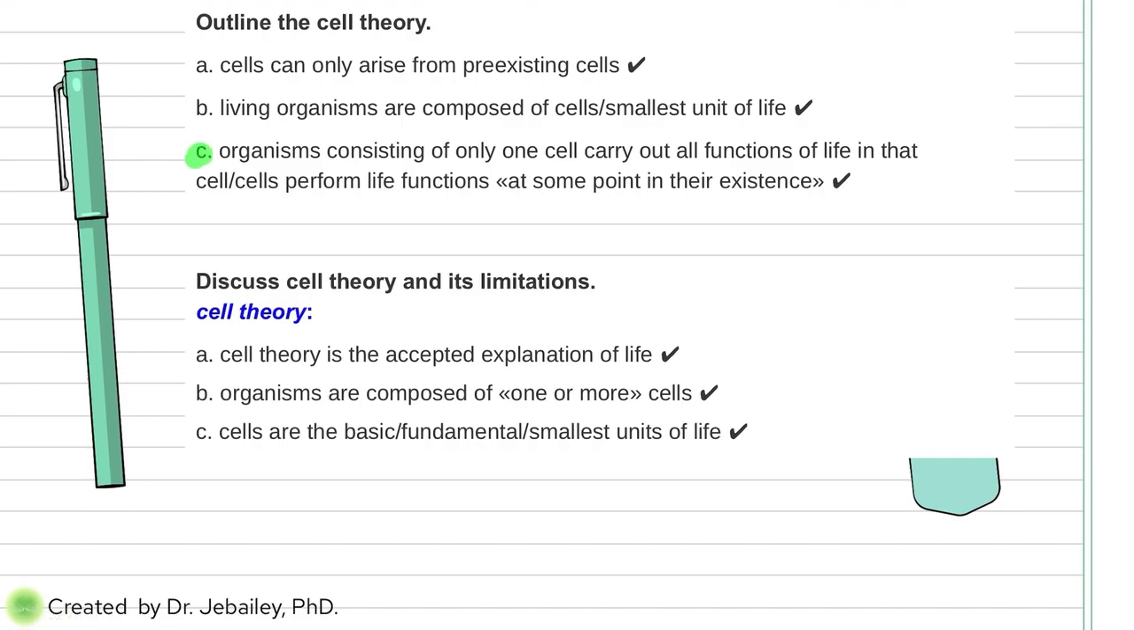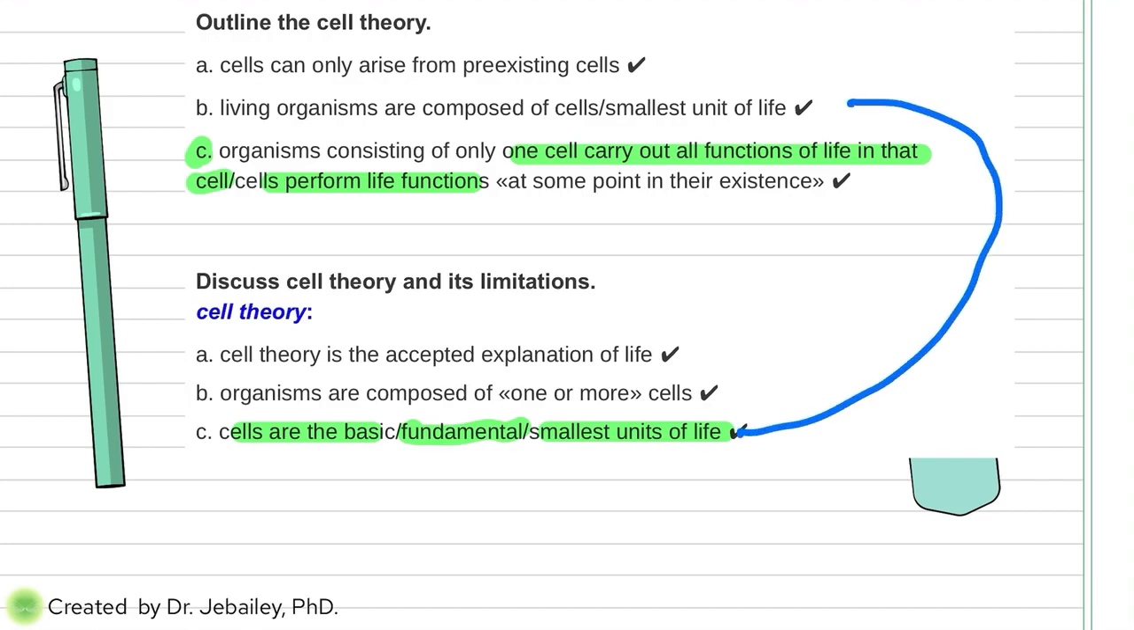Now we have the C. Organisms consisting of only one cell carry out the functions of life in that cell. Cells perform functions of life at some point in their existence. Now this is for the outline of cell theory. On this one here it says the cells are basic, fundamental, smallest unit of life. If you look at C for this discussion, it has the same idea as this one, which says that the cell is the smallest unit of life.